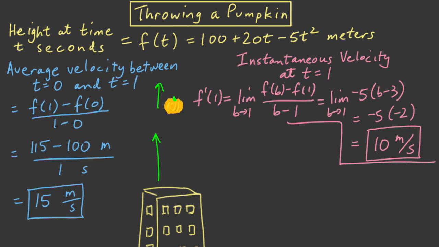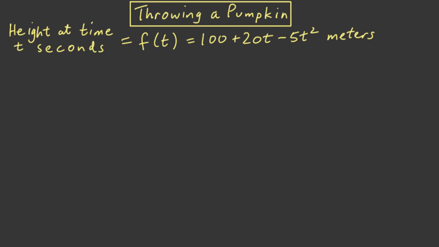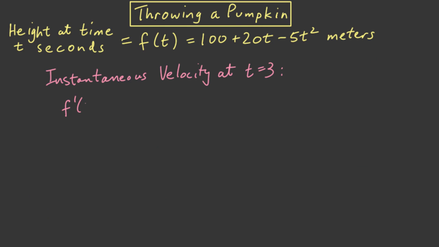Let's do one other calculation really quickly. Let's find the instantaneous velocity at t equals 3. So I'll erase this, and we want f prime of 3. So by definition, that's just the limit as b approaches 3 of f of b minus f of 3 divided by b minus 3. So to calculate the limit of this thing, let's try to simplify it first.